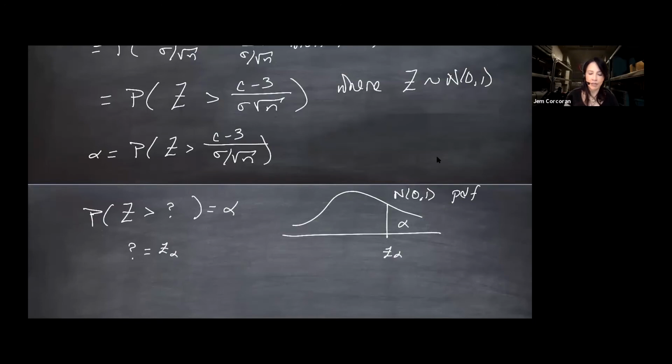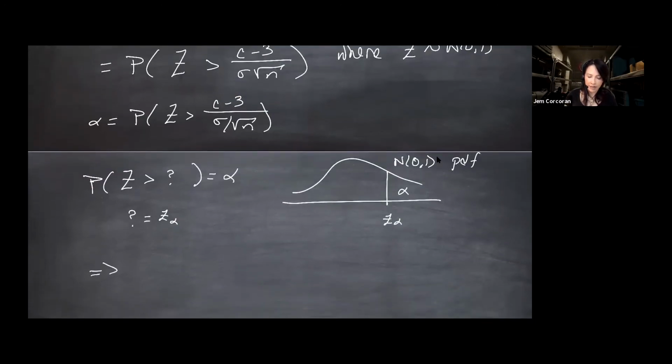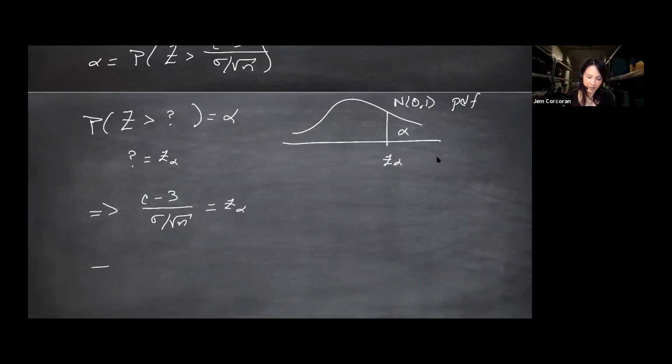And then going back up to the line right above, that means that (c minus 3) over sigma over the square root of n has to be this critical value, which comes from a table if someone gives you the actual alpha. And then you can solve for c, and you get little z sub alpha sigma over the square root of n plus 3.